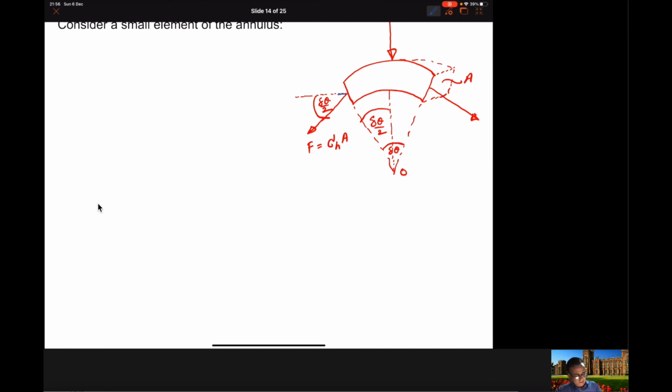In this case, we can split this force into two components. This will be the horizontal force, and this will be the vertical force. Similarly, this force is again sigma h times a, and again this can be split into two components, one is the F in the vertical direction and one is in the horizontal direction. And again, this angle here will be delta theta divided by 2.